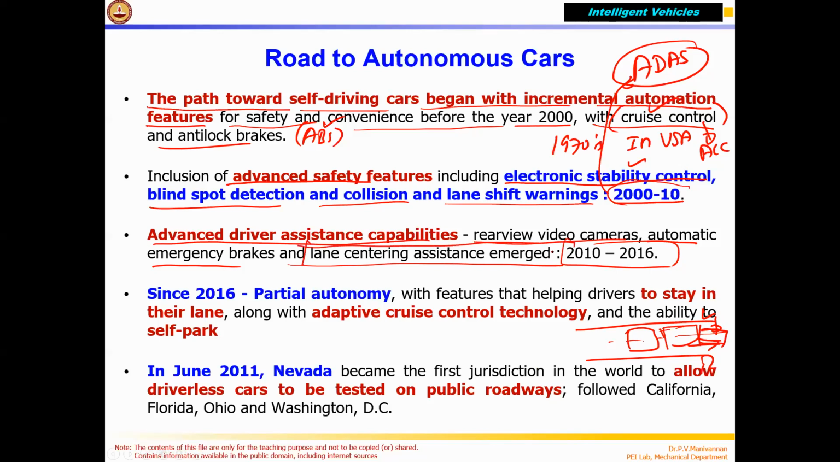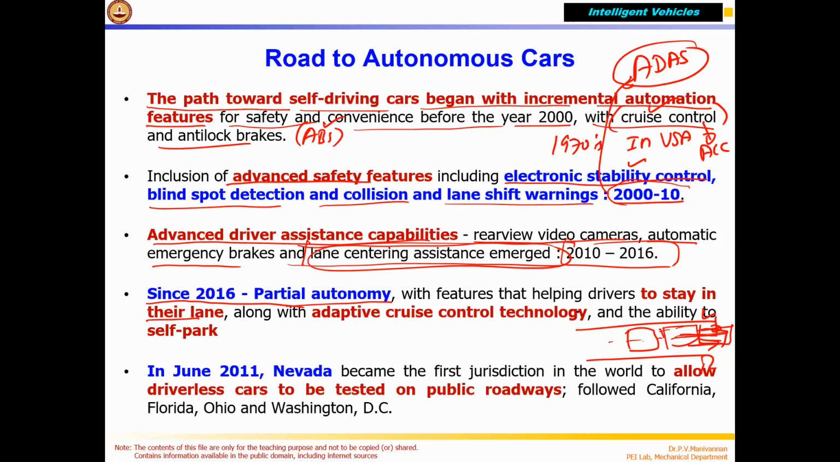The steering will be controlled, but if you take over manually, it will allow you. Once you touch the steering, a sensor knows that you are in control and it will release. You can center it. If you don't, the automatic lane centering, apart from giving a warning, will turn your vehicle towards the center, so aligning in the center, you can go. Then from 2016 onwards, partial autonomy features have come, which help the driver stay in the lane. That's the lane centering software.